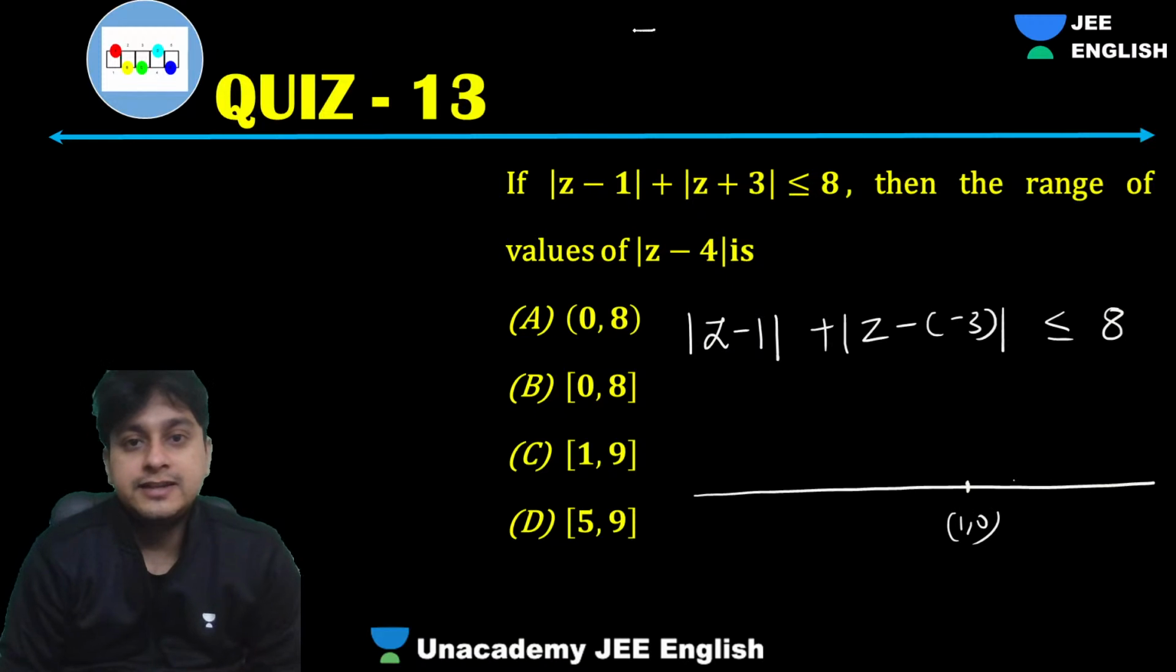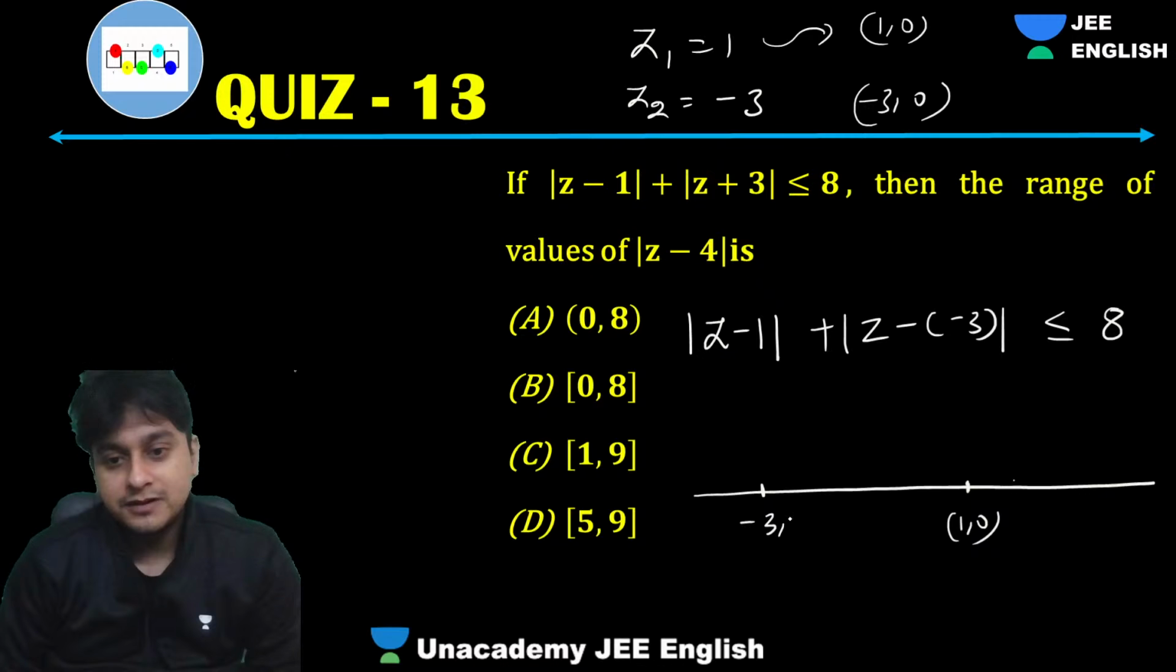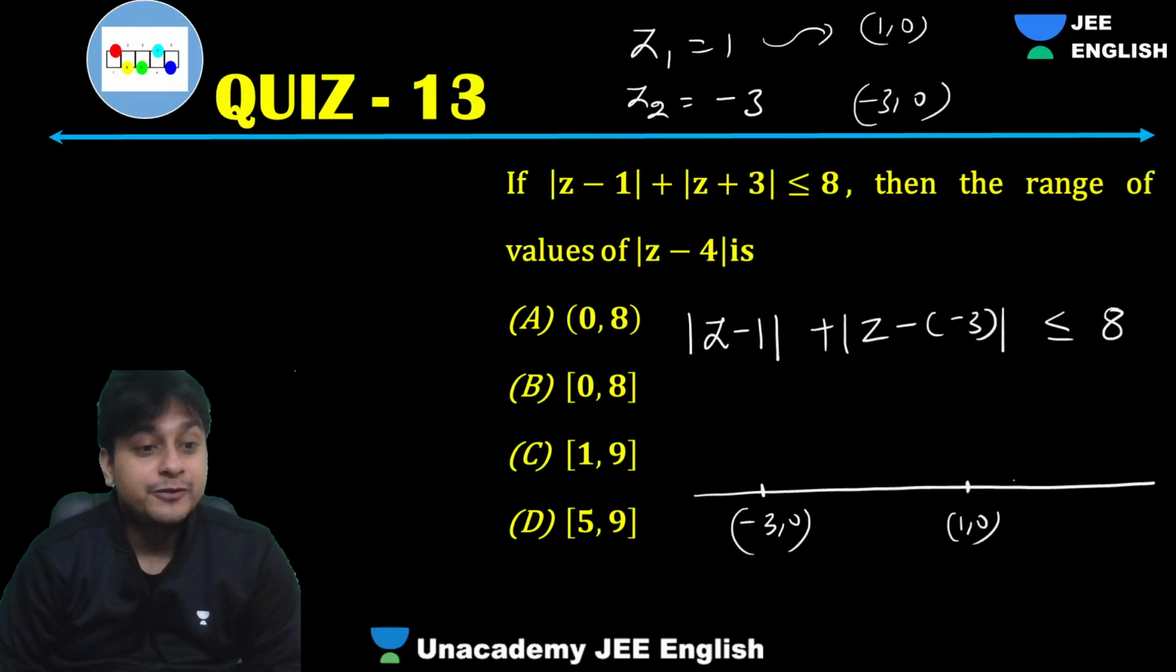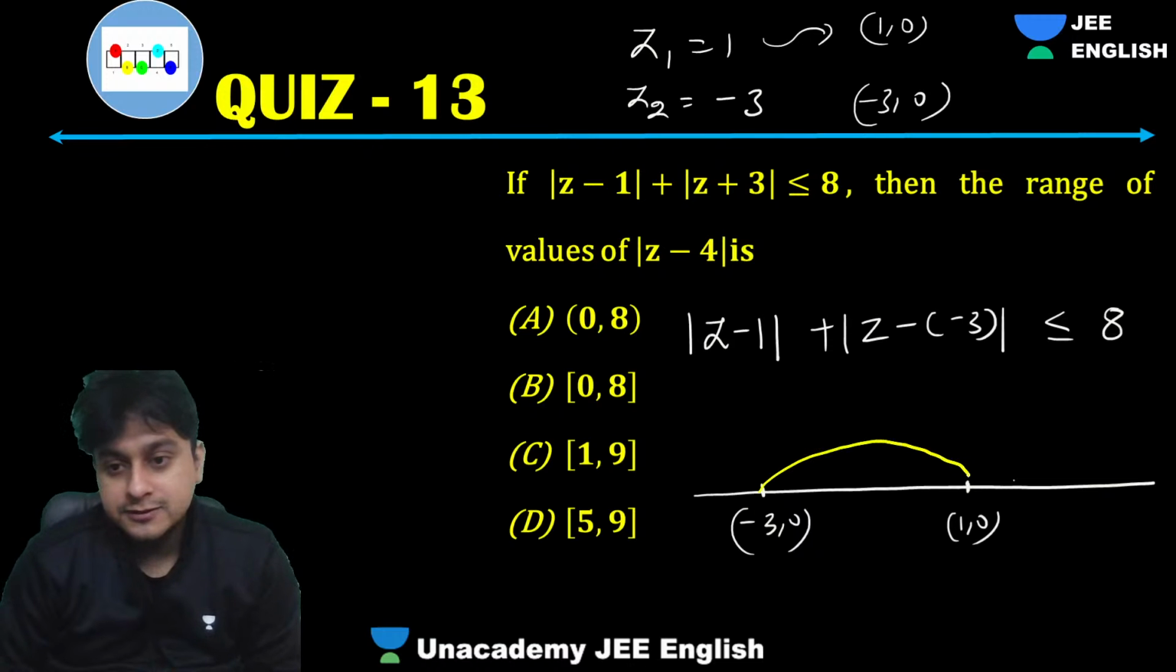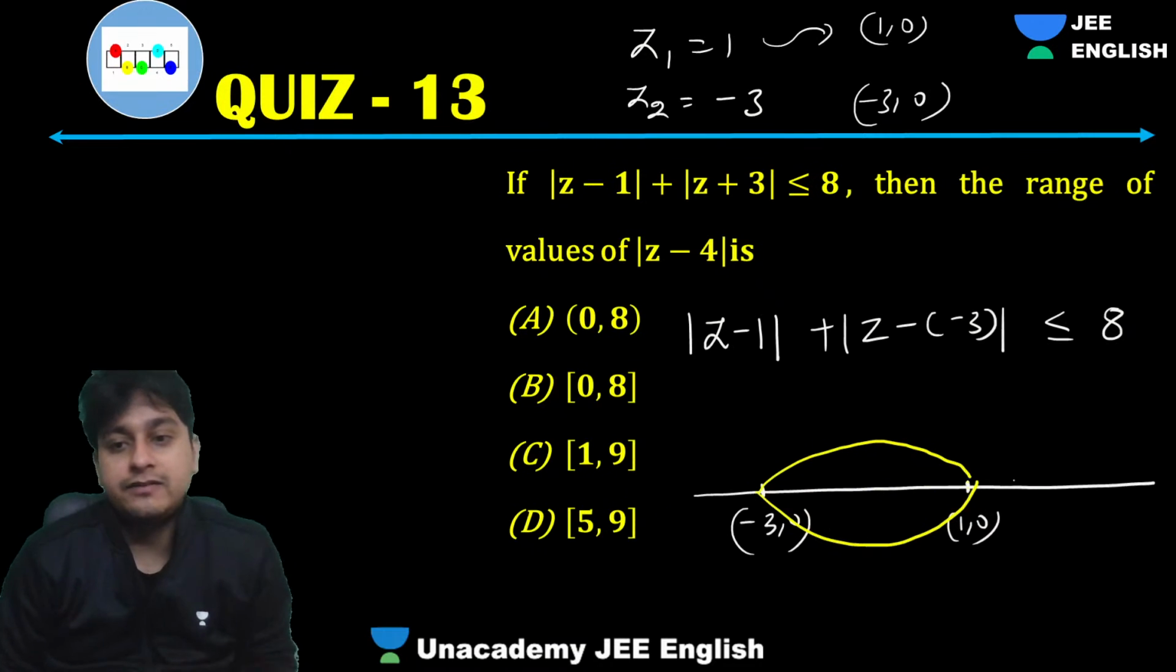Because this is z1. Z1 is 1. And z2 is what? Minus 3. This is z1 and z2 I'm talking about. If you look at the Argand plane, this will be written as 1 comma 0, and this will be minus 3 comma 0 because the imaginary part is 0. So this is the ellipse with these two points as the foci. This is the ellipse for us, and we are talking about the inside part of the ellipse. Anything inside that we can say.